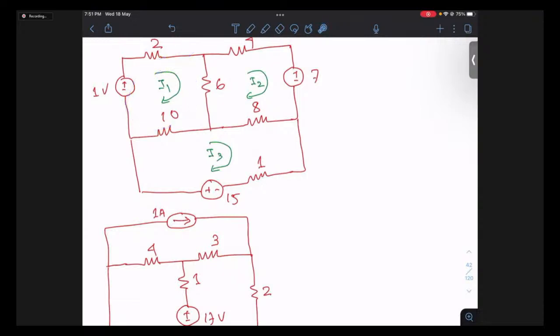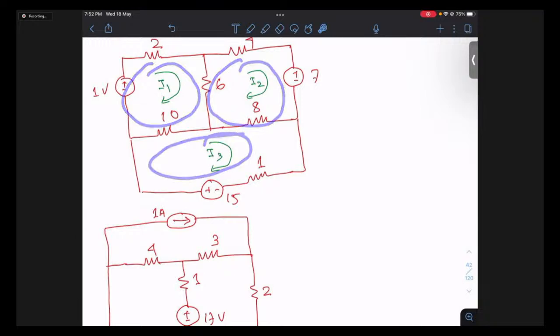Always remember, students, you can take anticlockwise also, or a combination of them. But to avoid confusion and mistakes, it is always better to stick to a standard convention, and most frequently we stick to clockwise. So I have taken it in clockwise directions. This current is circulating in this mesh, this current is circulating in this mesh, and this current is circulating in this mesh.